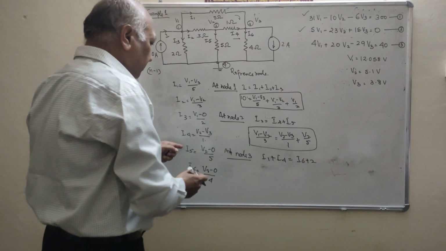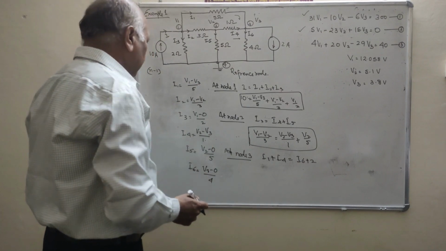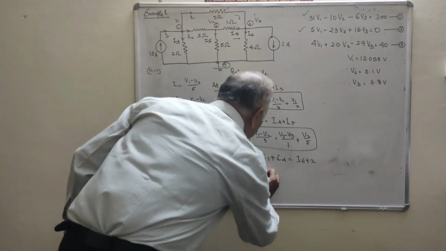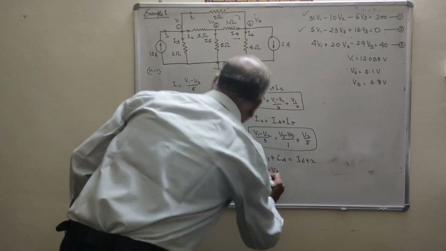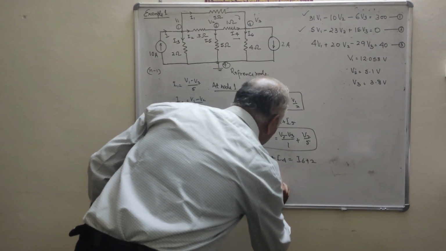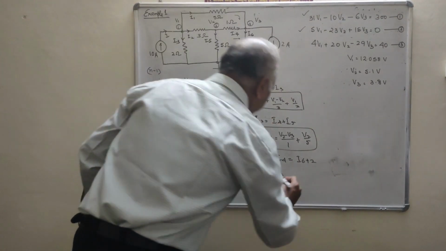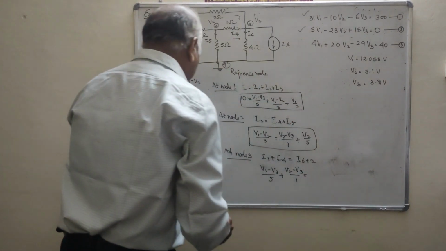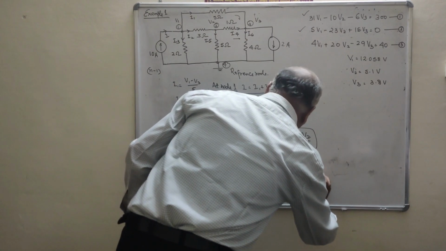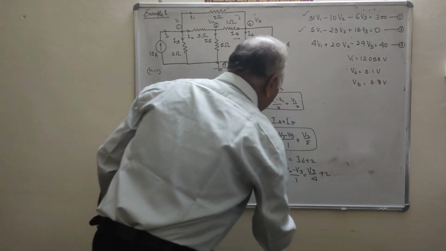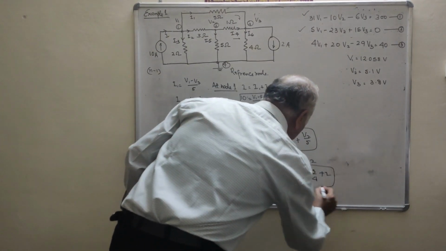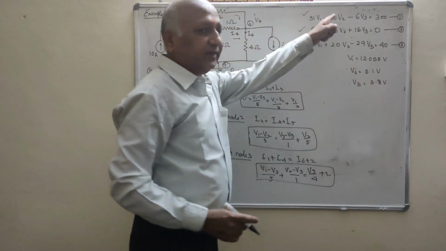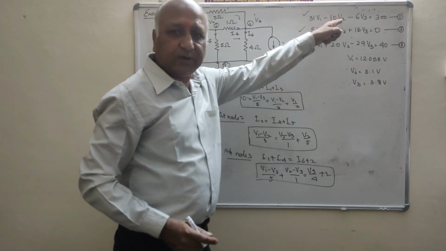Now we will put the value of I1, I4 and I6. Clear? Now what is the value of I1? That is (V1 minus V3) upon 5, plus I4, that is (V2 minus V3) upon 1, I6, that is V3 upon 4, plus 2. After solving this equation, clear? Now we are getting equation 3. Now you will see we have 3 unknowns and 3 equations.